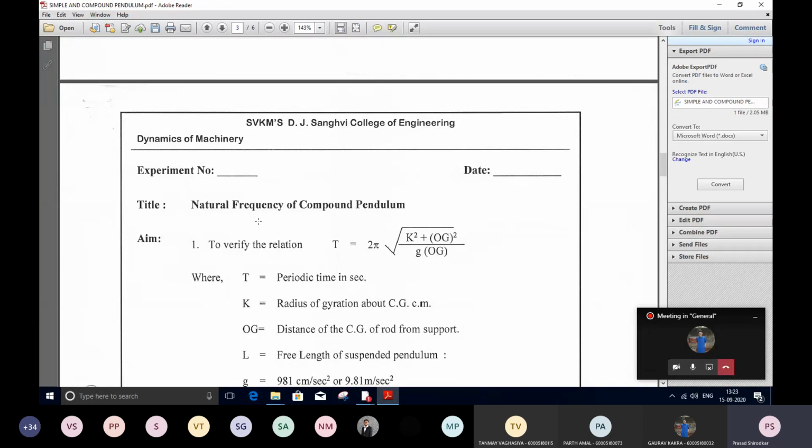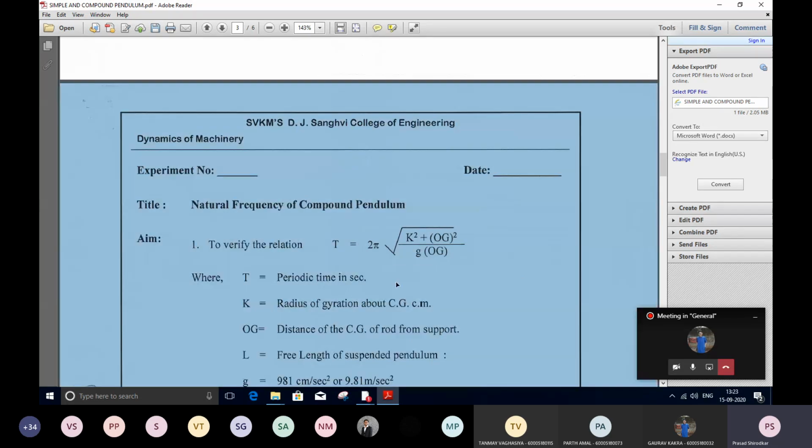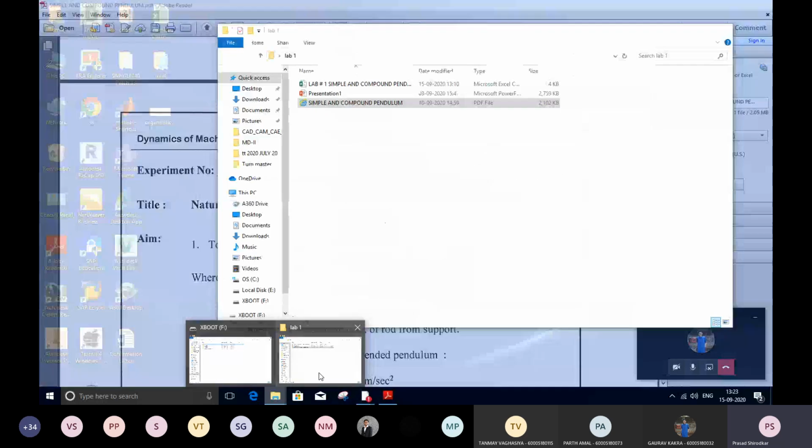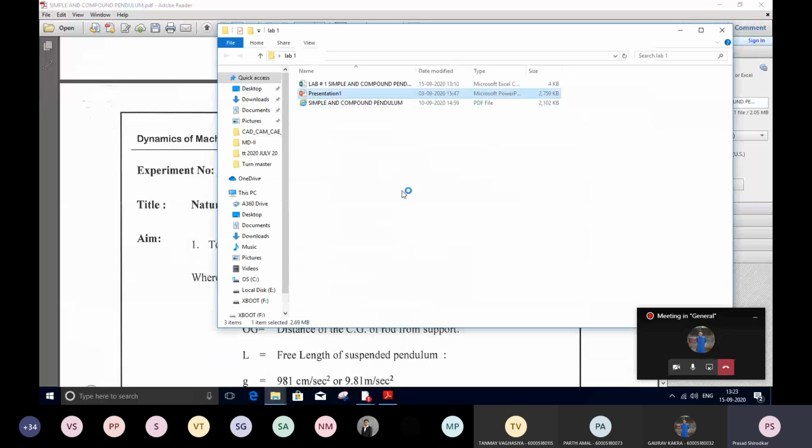And we are going to do it in two ways. One is this theoretical relationship which I have on the screen, that is T is equal to twice pi into root of (k square plus OG square) upon (g into OG). Alright, so if you have seen the compound pendulum, I'll just open it.